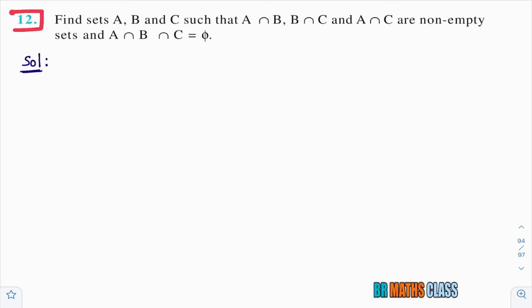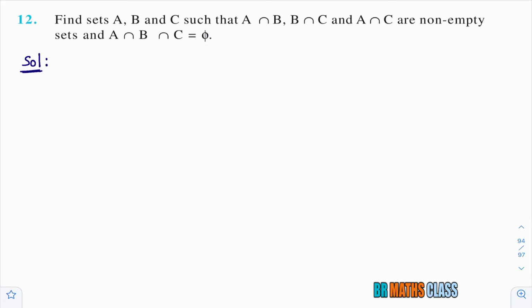Observe this question number 12. What they are asking: find sets A, B, C such that A intersection B, B intersection C, A intersection C are non-empty sets, and A intersection B intersection C is the empty set.